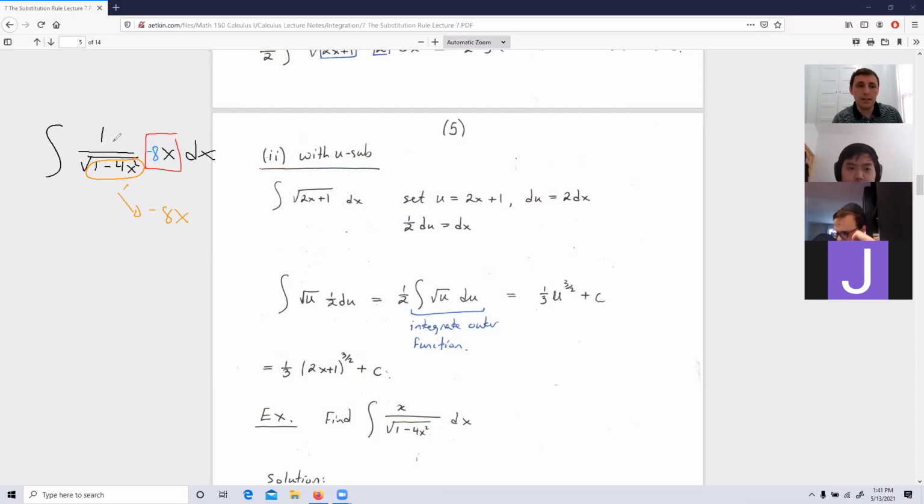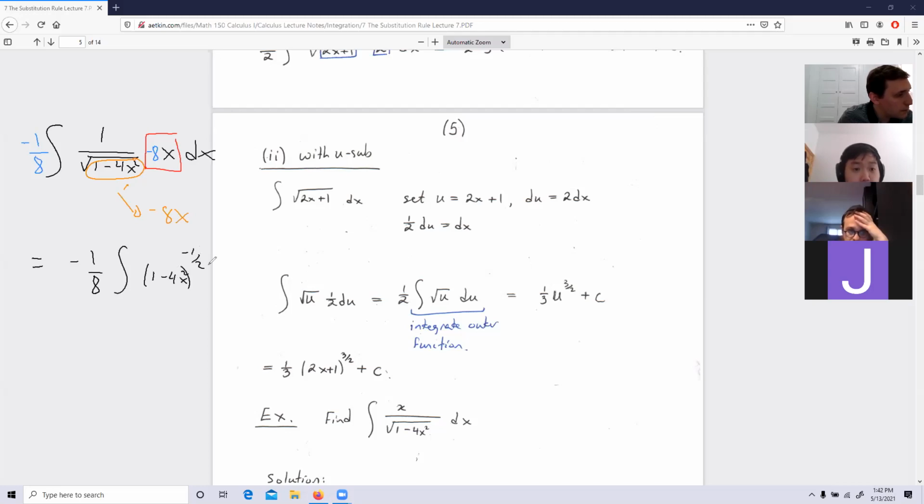Now, if I place a -8, I never had a -8. I then multiply by -1 over 8 to cancel it out. You understand? So that's my way. So what happens then? This is simply -1 over 8 times the integral of this expression to the power of -1/2, and here I have -8x dx. And then I ignore everything except the -1/2. You see, my focus is entirely on the -1/2.